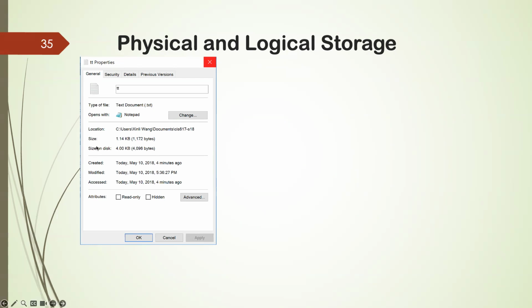The first size, which is just size, tells us the size of the actual content of this particular file. For example, if you write one line of text or two lines of text in this tt.doc, then the size will tell you how many bytes of data the user wrote in this particular file. The next thing is size on disk.